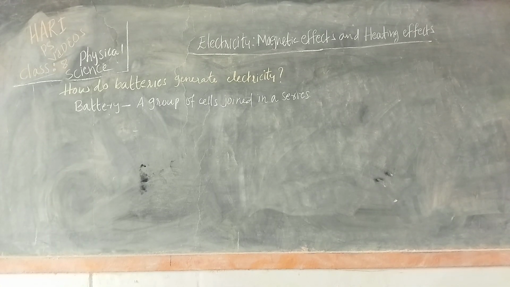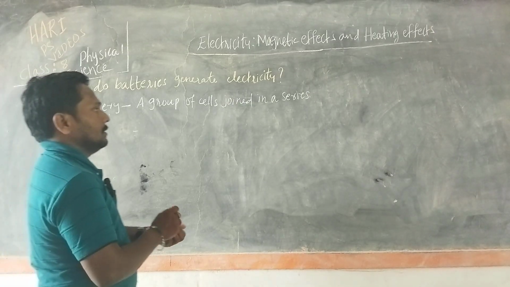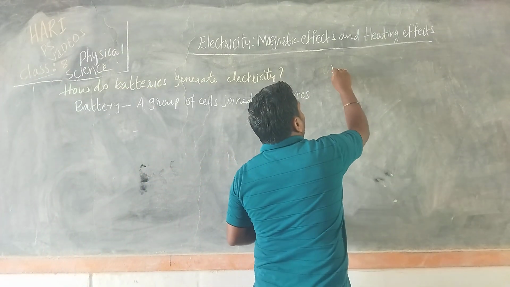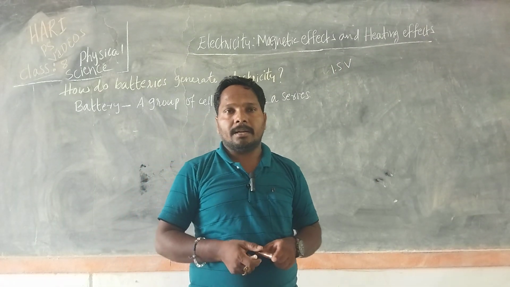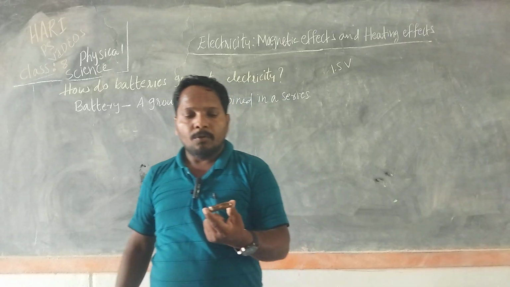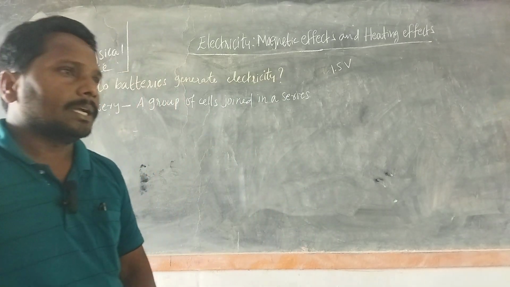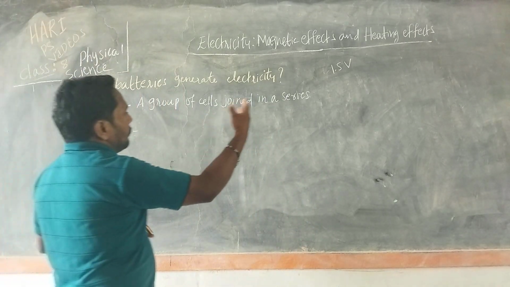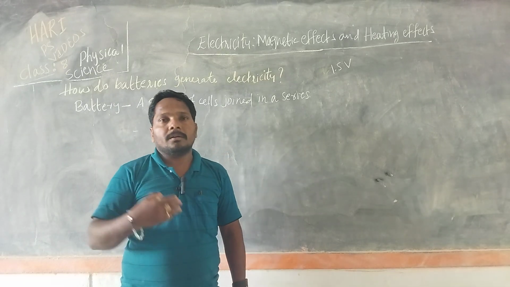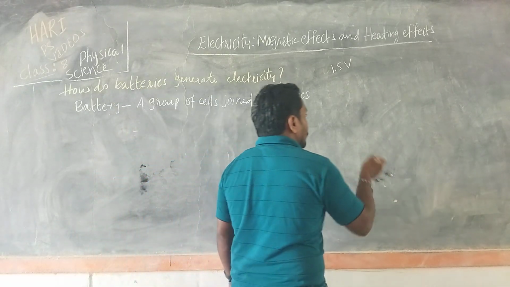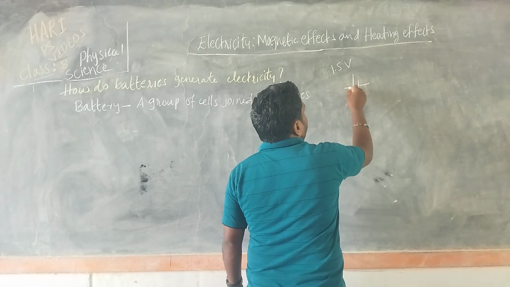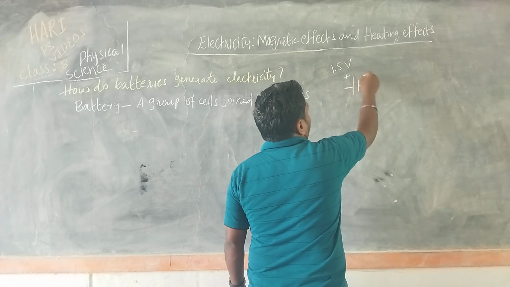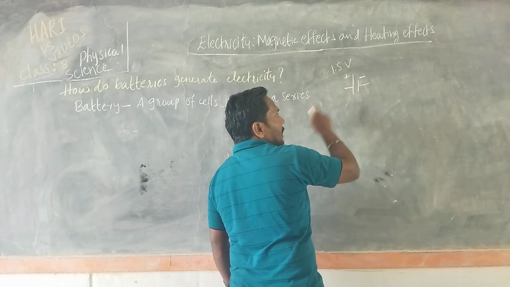Right. So maximum, a single cell gives only 1.5 volts of electric current. So when this kind of cells are joined one after one, we know the symbol for a cell. So this is the symbol for a cell, plus minus. This represents the single cell.